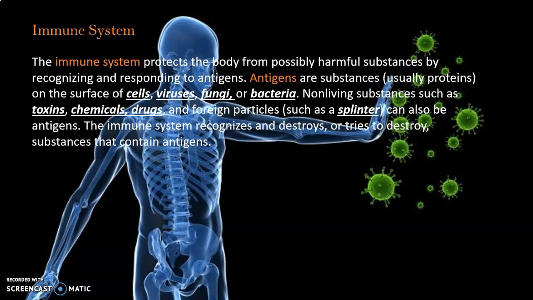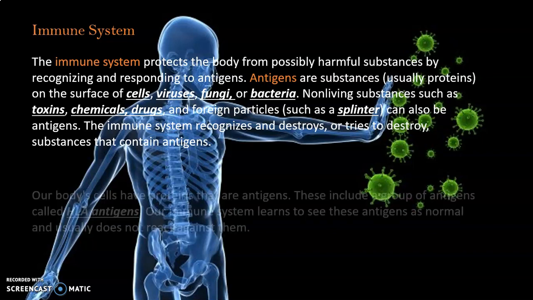The immune system protects the body from possibly harmful substances by recognizing and responding to antigens. Antigens are substances, usually proteins on the surface of cells, viruses, fungi, or bacteria. Non-living substances such as toxins, chemical drugs, and foreign particles such as a splinter can also be antigens. The immune system recognizes and destroys, or tries to destroy, substances that contain antigens.